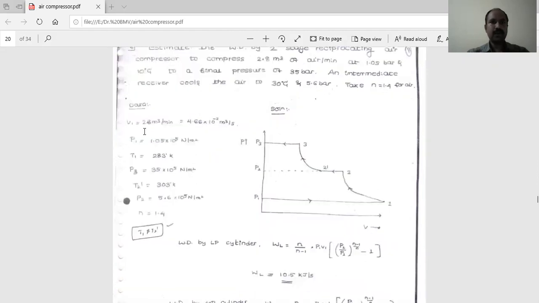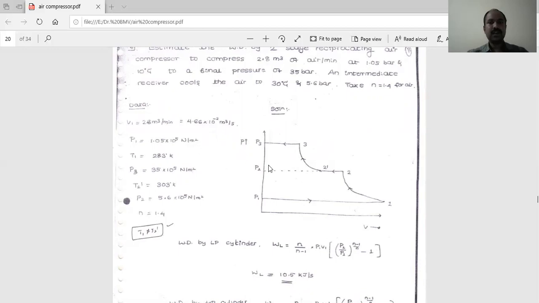Now V1 is equal to 2.8 metre cube per minute. It becomes 4.66 into 10 to the power of minus 2 metre cube per second. P1 is equal to 1 bar. T1 is equal to 283 Kelvin. P3 is equal to 35 bar. T2 dash is 303 Kelvin. T1 and T2 dash are different, it is not the same. P2 is equal to 5.6 bar, which becomes 5.6 into 10 to the power of 5 Newton per metre square. The n value is 1.4.